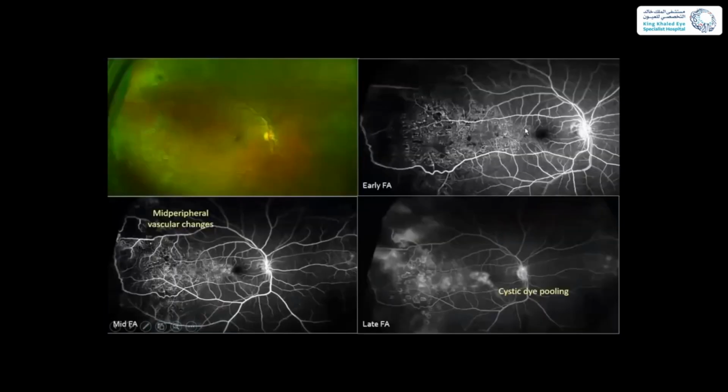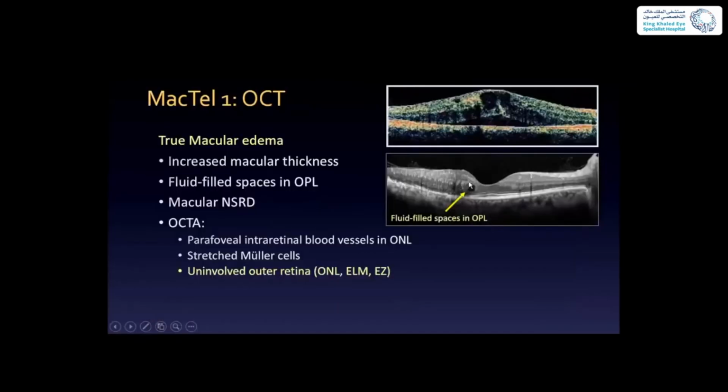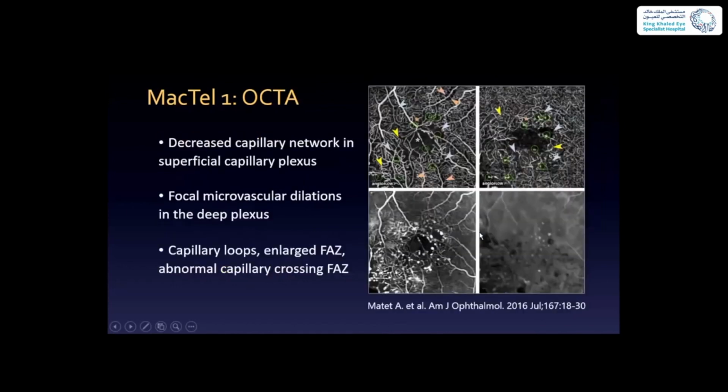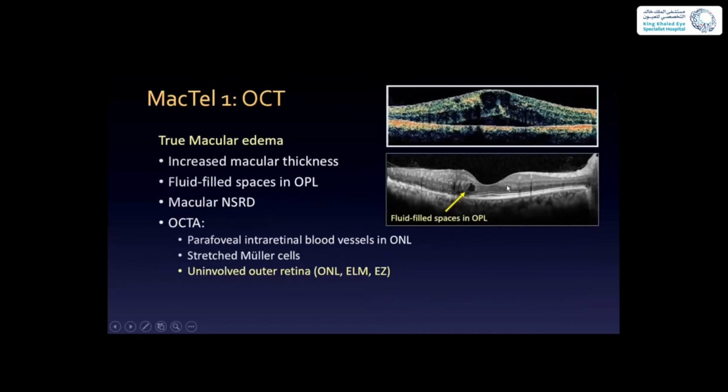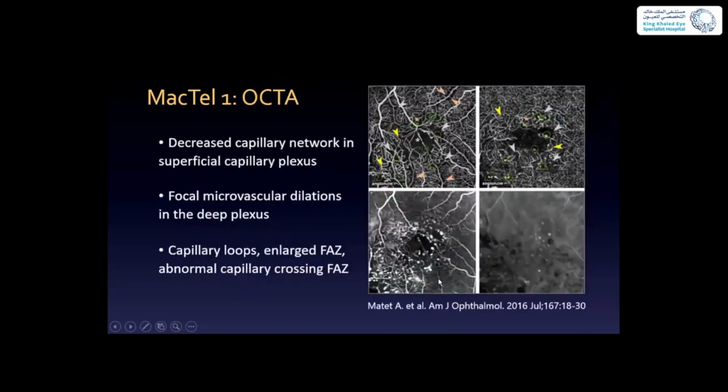You can see here in this case, this is the same case. This case actually had only one little cyst, but the cyst was in the OPL, the outer plexiform layer. It was not in the inner nuclear layer. So this was true macular edema. There is no involvement in the outer nuclear layer or the ellipsoid zone, such as we see in the Mactel 2.